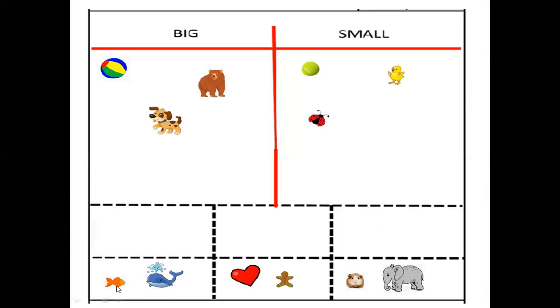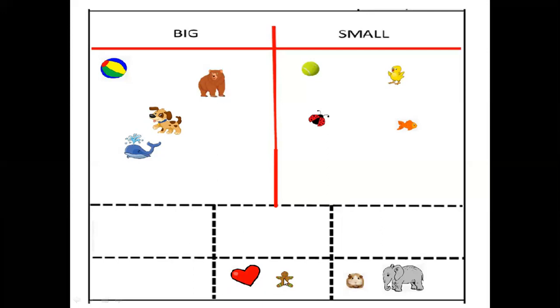There are two fish. One is the small fish and the other one is the big shark. So which one is small and which one is big? This one is big, and this one is small. So you will put the small one in the small column and the big one in the big column. Understand? Well done. Now come to the next column. There is a heart and a little teddy bear. So which one is big? This one or this one?